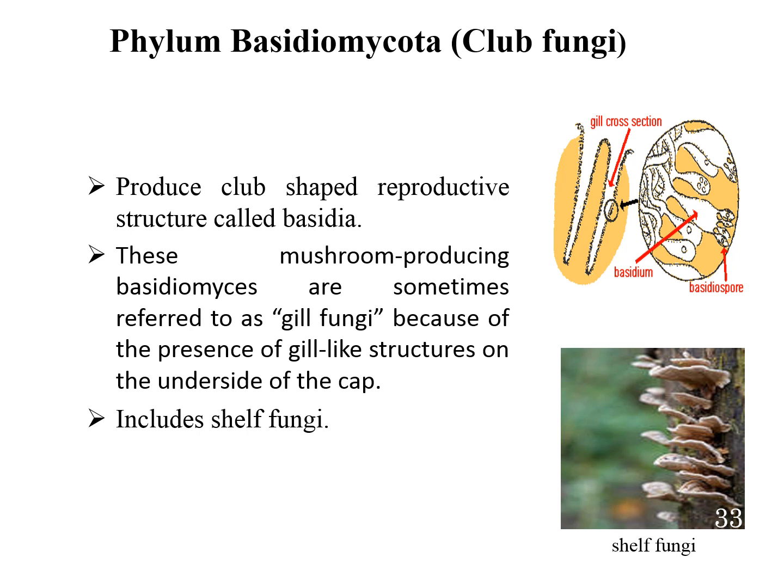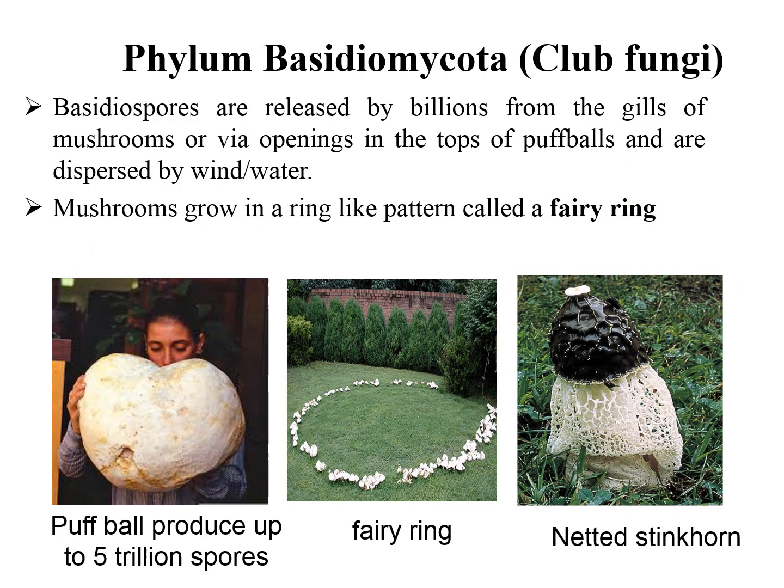These mushroom-producing basidiomycetes are sometimes referred to as gill fungi because of the presence of gill-like structures on the underside of the cap. The gills are actually compacted hyphae on which the basidia are borne. This group also includes shelf fungus, which cling to the bark of trees like small shells. Basidiospores are released by billions from the gills of mushrooms and through openings in the tops of puffballs, and are dispersed by wind or water. The fruiting bodies of basidiomycetes form a ring in a meadow, commonly called a fairy ring.